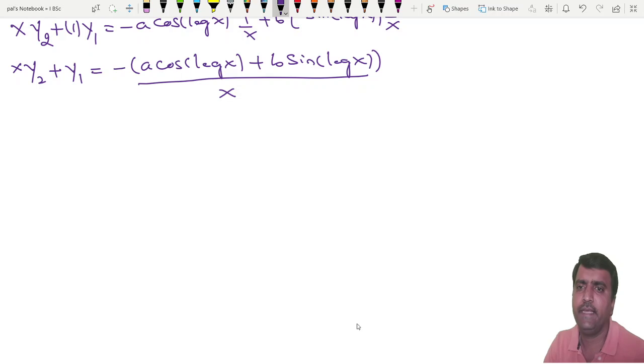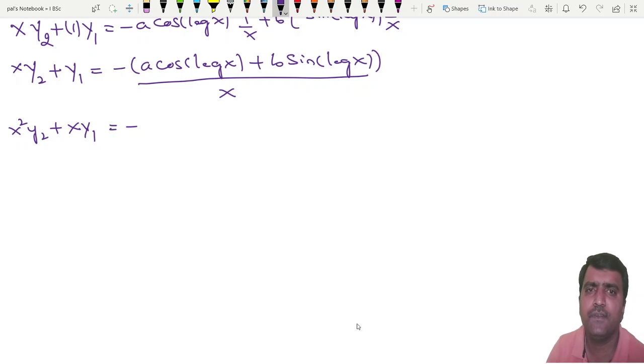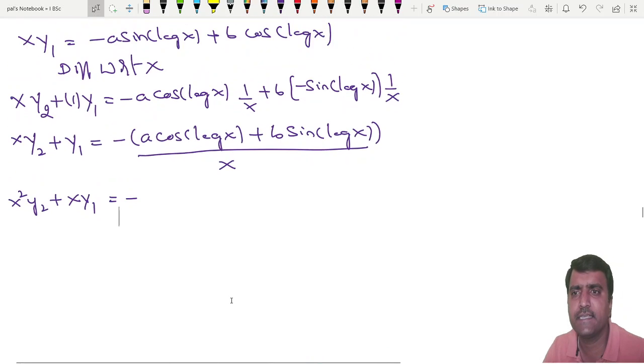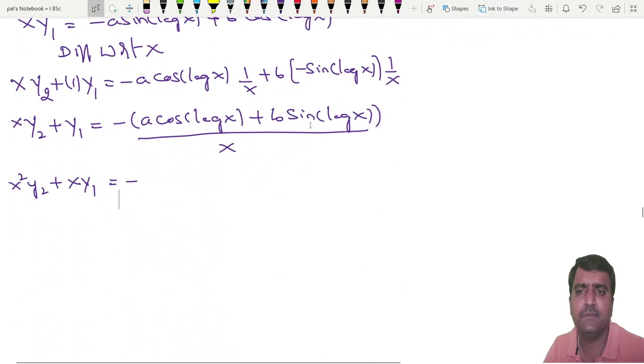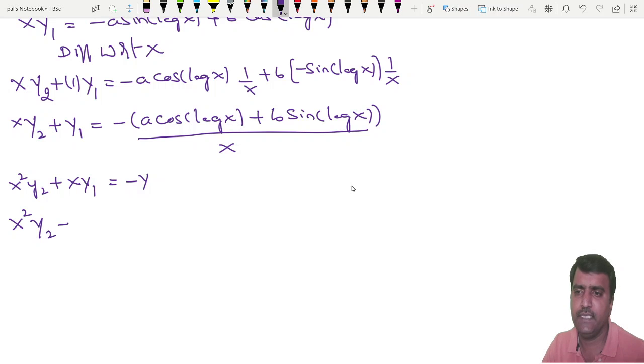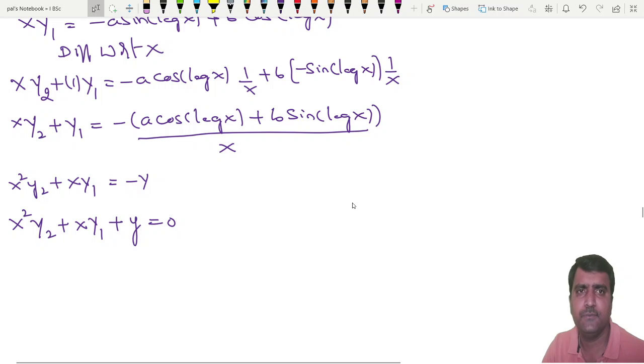Okay, now cross multiplying by x, it is x square y2 plus x y1 is equal to minus, you see a cos of log x plus b sin of log x can be written as y, because the given function y is the same. So now it becomes minus y. In the right hand side we have minus y; take this minus y to the left hand side. It is x square into y2 plus x y1 plus y is equal to 0.